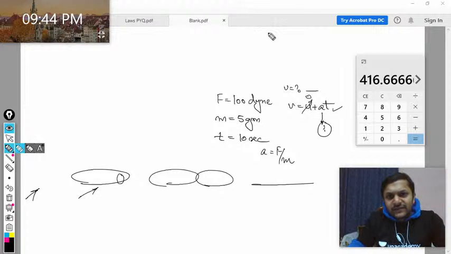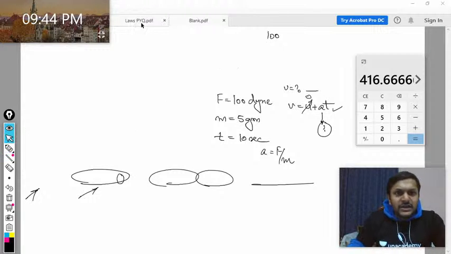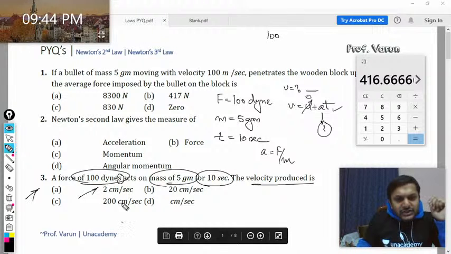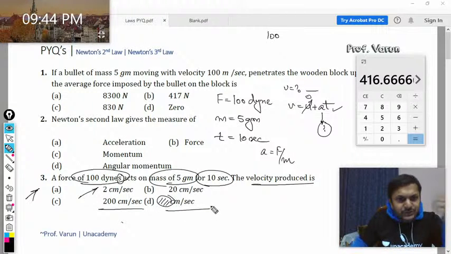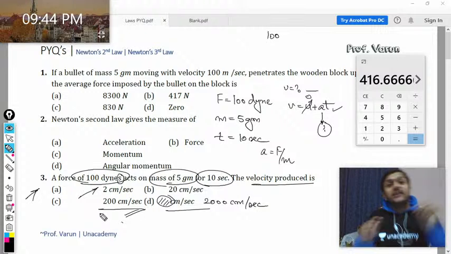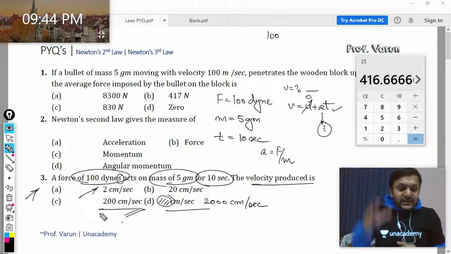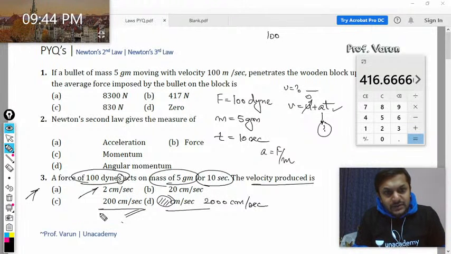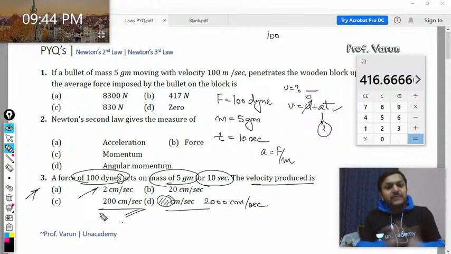So what is the force? 100 dynes. But now this is dyne. Let us first of all check the unit. Students, you can see that the units are all in CGS. Okay, the D option is wrong, it must be 2000, I suppose. Anyways, here the options are given in CGS, and the question is also given in CGS. Okay, so this is really important.